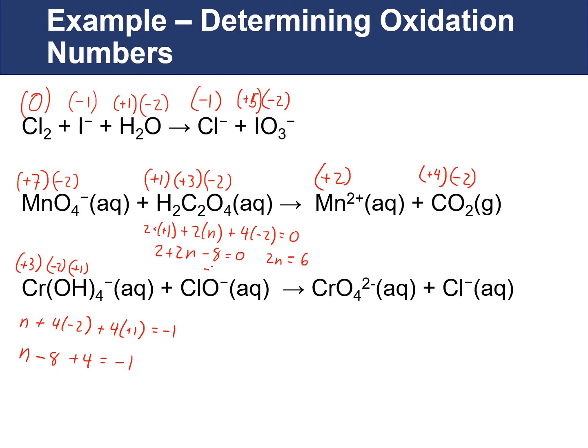Here, our oxygens are -2. So n minus 2 equals our overall charge, -1. So the chlorine has to be +1.